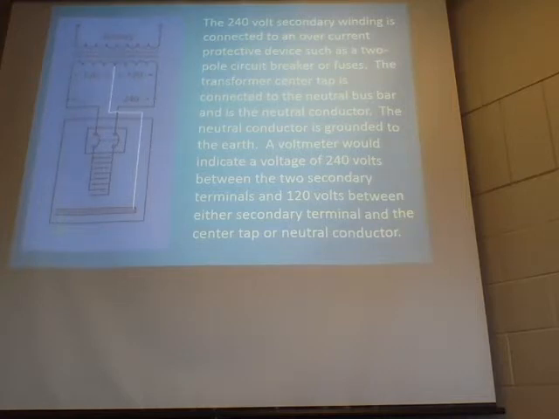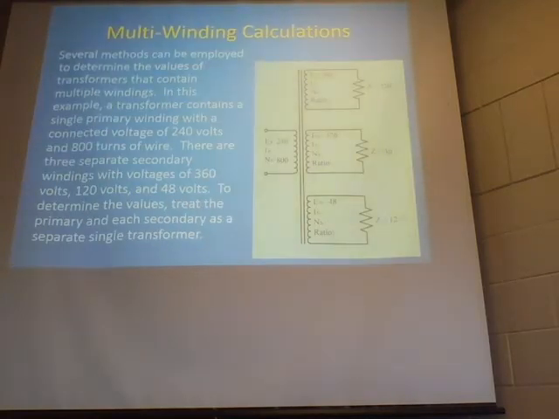A voltmeter would indicate 240 volts between the two secondary terminals, and 120 volts between either one of these two connected to neutral. You can do a whole bunch of calculations for all the taps of the multi-tap transformer too, but we don't have to get into it. We're just going through what would happen here.